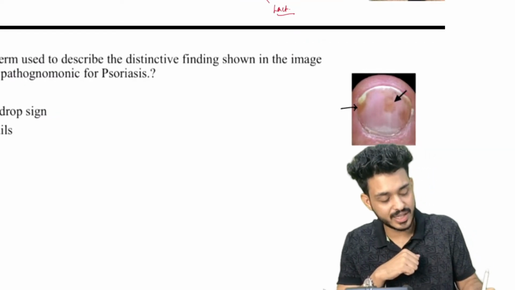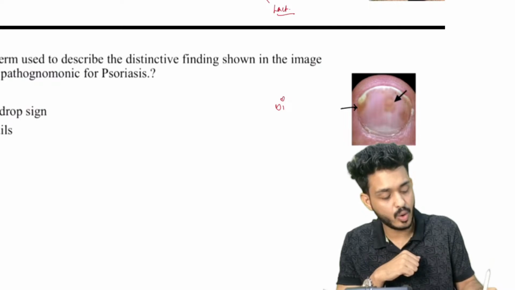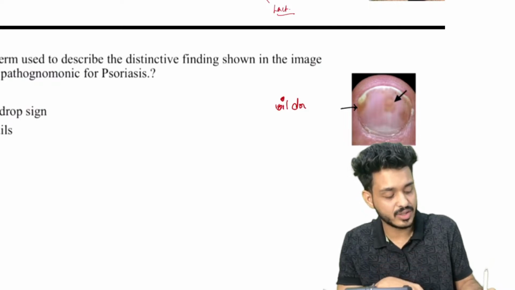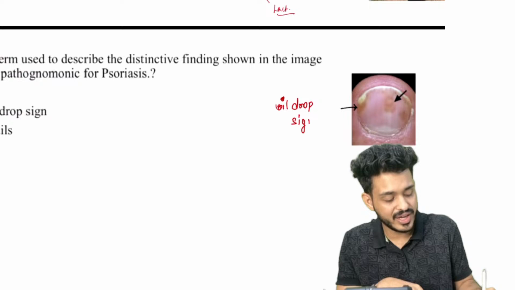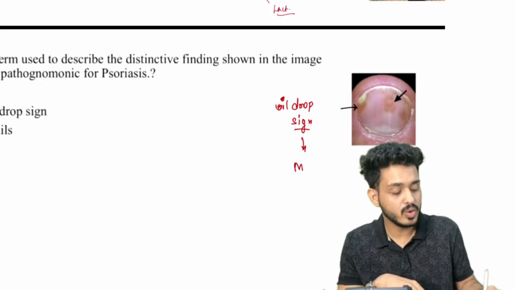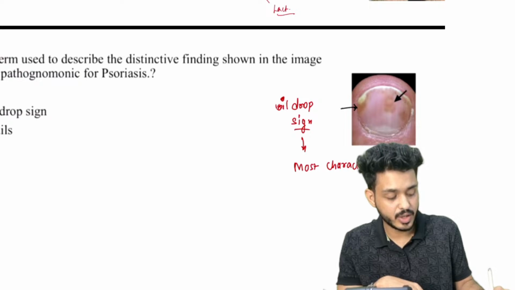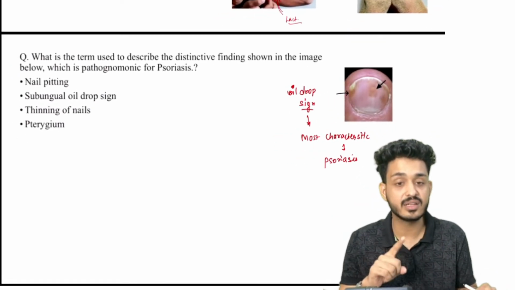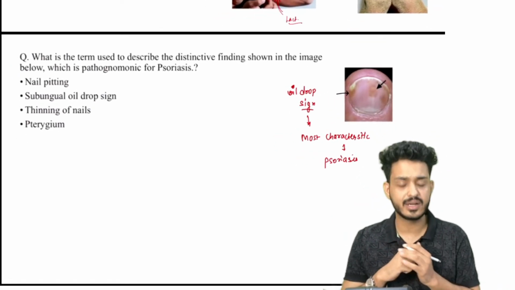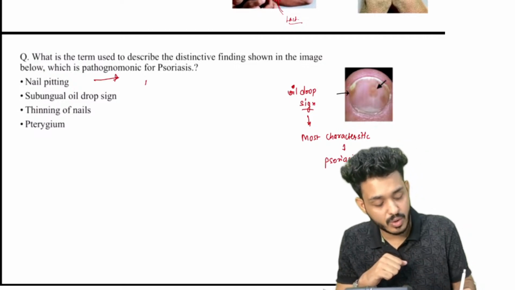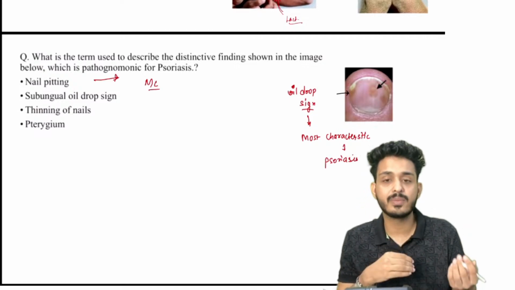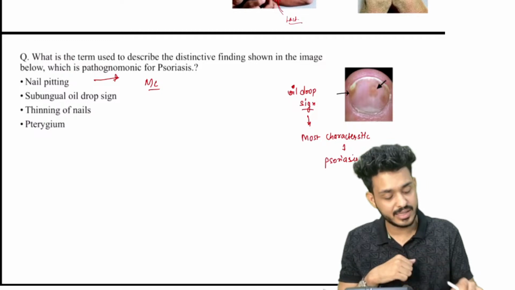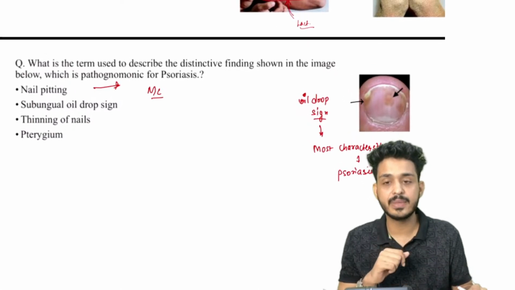Very good. This is known as oil drop sign. And this is the most characteristic lesion you will find in which disease? That is in psoriasis. In psoriasis, if they ask you the most characteristic lesion, your answer will be this particular thing. If they ask you the most common lesion, then your answer will be pitting. Pitting will be the most common thing.